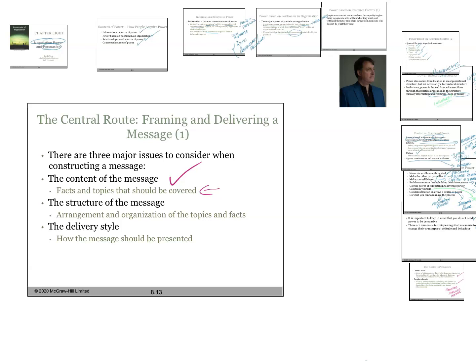The next one is the structure of the message. This is about the arrangement and organization of the topics and content you want to discuss. And so you want to make sure you think it through. If you have to present something fairly complex, especially things like that, you want to make sure it follows a simple logic that anybody can follow. You want to keep it clear. You want to keep it simple. That doesn't mean being simplistic. You certainly don't want to leave things out, but this is about clear, good structure.